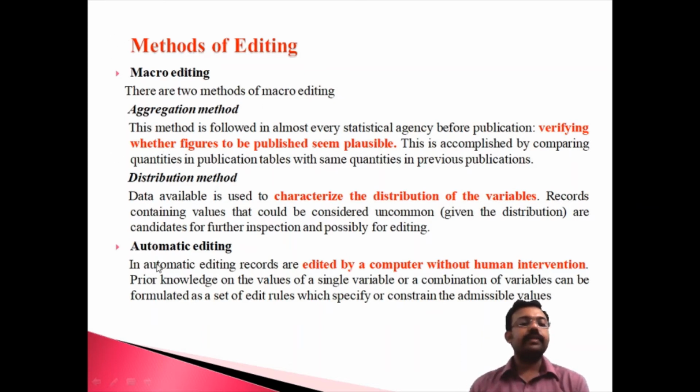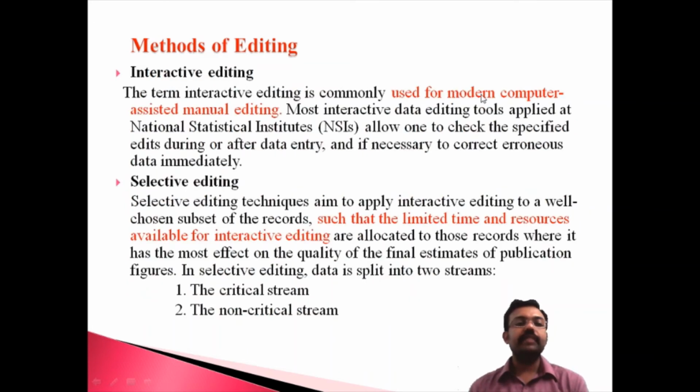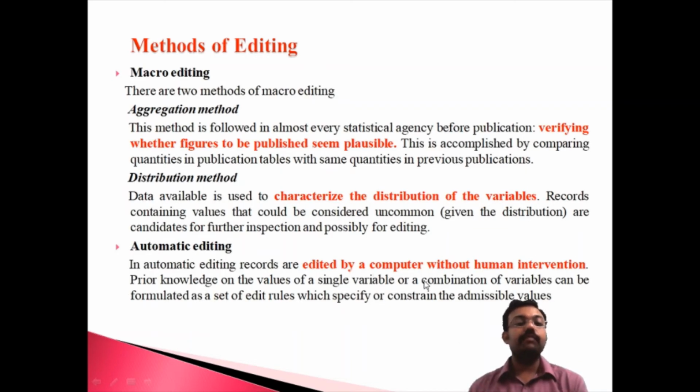The last category of editing is automatic editing. Automatic editing means the computer works without human intervention. This is purely performed by the computer. In interactive editing, we use the computer and assisted manual editing, a combination of man and computer. Here, automatic editing is purely performed by the computer, without human intervention. Putting the data into separate software, and this software performs each and every activity. That category of editing is known as automatic editing.